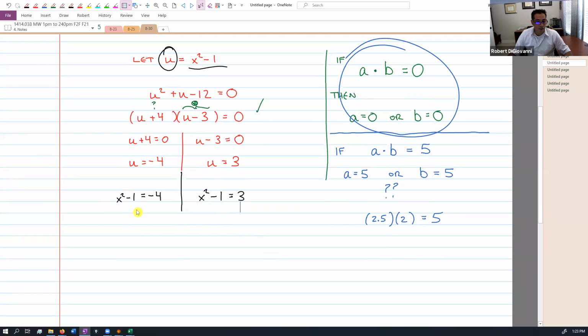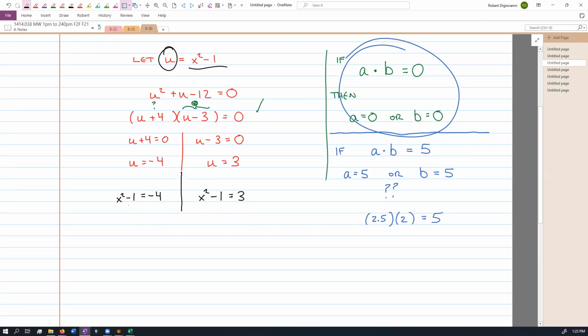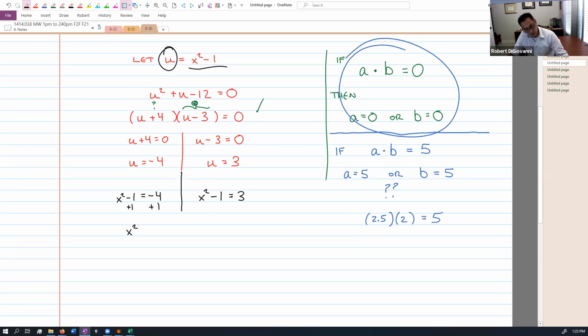Okay, now, next step. We have to solve each of these for x, right? So let me get the x squareds by themselves. I'm going to add 1 here, add 1 here. So you get x squared equals -3. And then over here, I add 1 and add 1, and I get x squared equals 4.